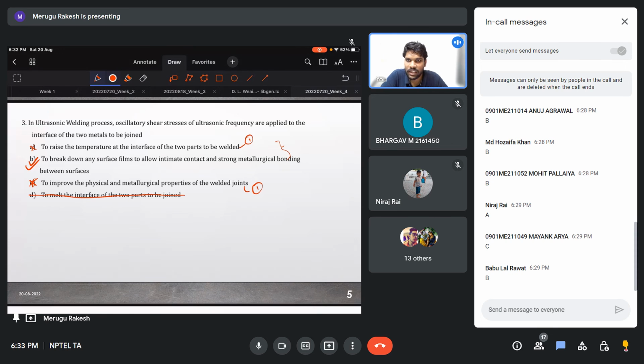There was a very nice video also explaining this. If you see any batteries in which parallel plates, aluminum or any plates, are there, we just apply some pressure and give this ultrasonic frequency, so that the surface films are broken down and there will be a strong metallurgical bonding between the surfaces. So option B is most appropriate. If I want to select, B is the one you have to select.